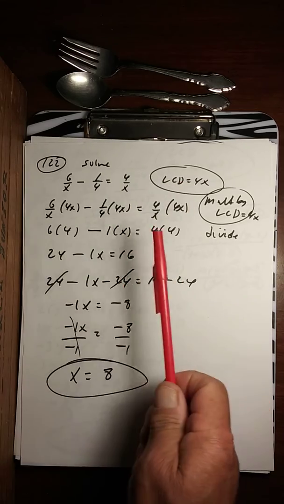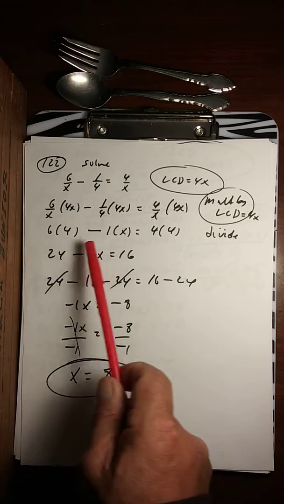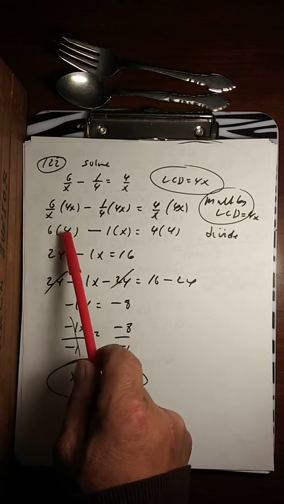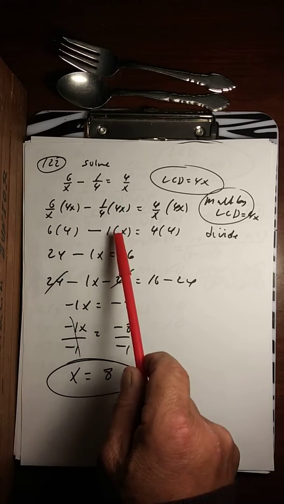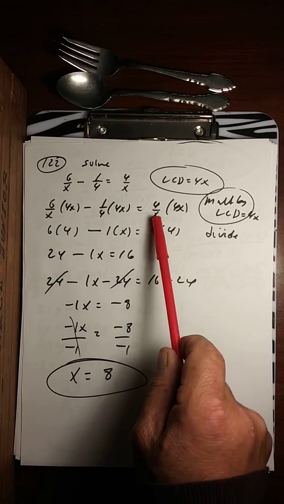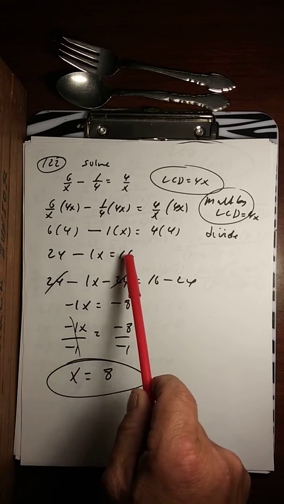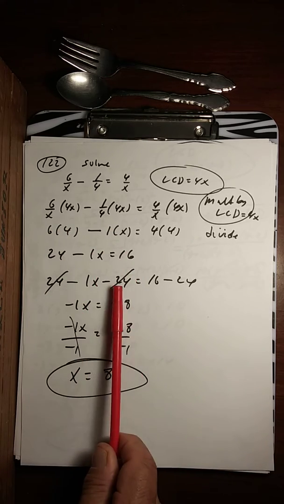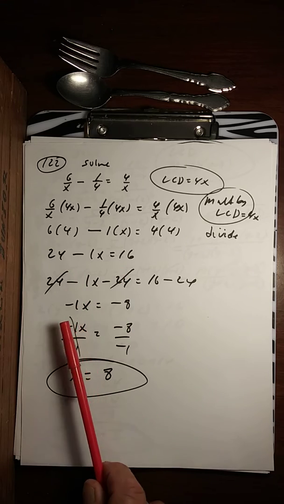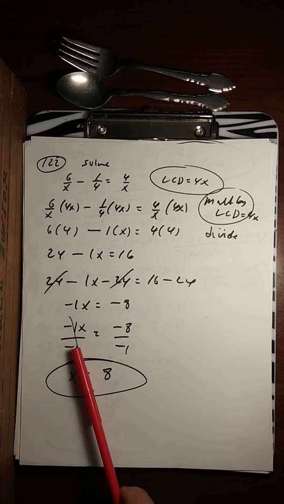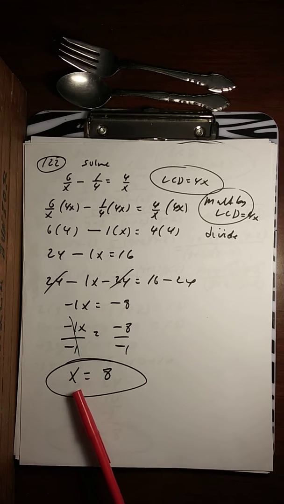LCD is 4x. So multiply everything by what? 4x, 4x, 4x. Divide. x divides x, gone. So you have 4 left over. 4 divides 4, gone. x left over. x divides x, gone. So you have 4 times 4. So this is going to be 24 minus 1x equals that. So minus 24 on both sides. These are gone. Minus 1x equals negative 8. Divide by negative 1, divide by negative 1. So x equals what? 8.